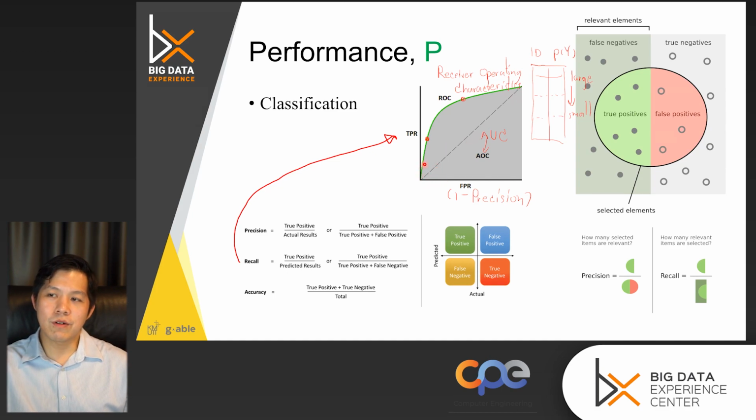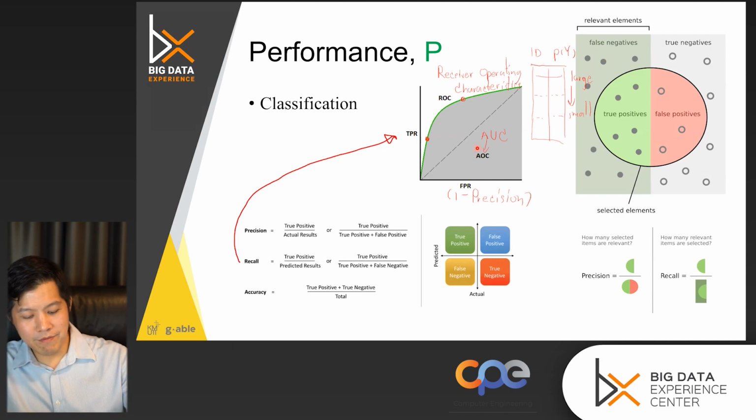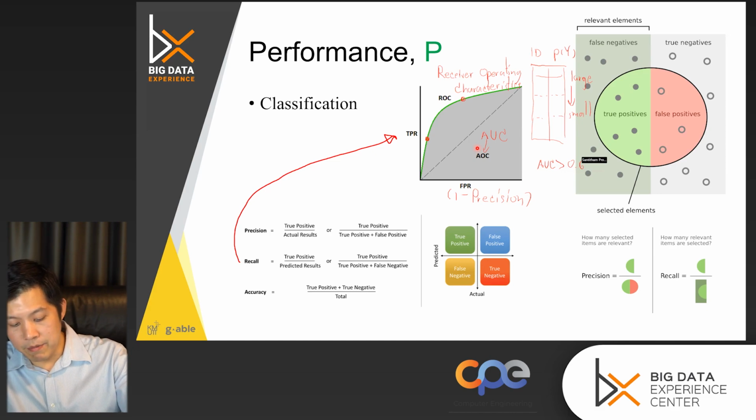A good curve would go up and then create a lot of area under the curve. Area under the curve can be used to determine the quality of the model. That is usually the rule of thumb. If the AUC is more than 0.6, this is acceptable, but not good. More than 0.7, this is a good level.